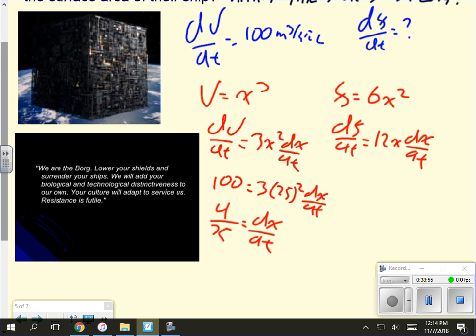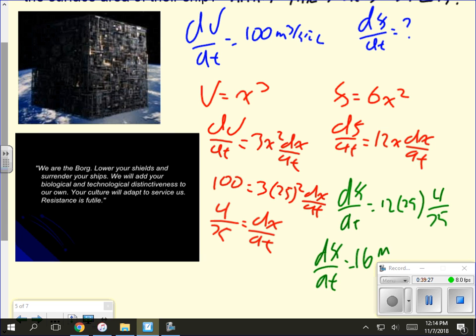So now I can solve for ds/dt. I'm going to change colors just to make it a little easier. So ds/dt is equal to 12 times 25 times 4 over 75. 12 times 5, I get 16. So ds/dt is equal to 16 square meters per second.